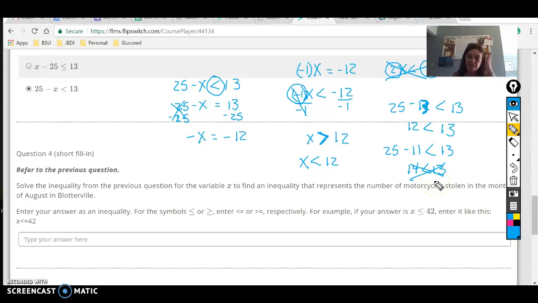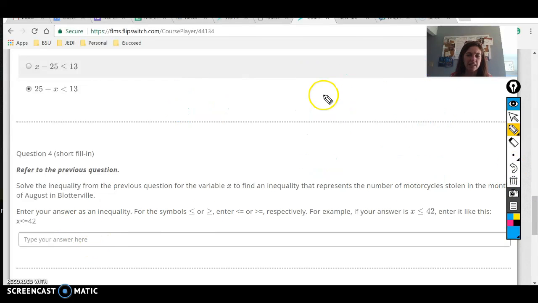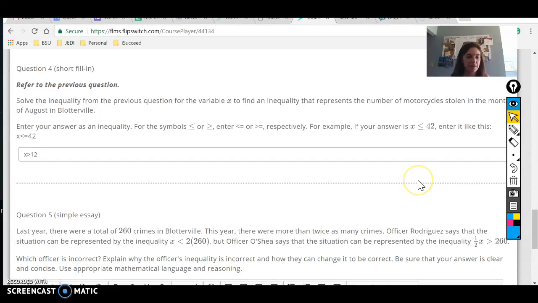So in this case, our answer here will be x is greater than 12. Okay, so 13, 14, 15, any of those numbers will give us a situation in which the number of cars stolen is less than 13. Okay, just about done.